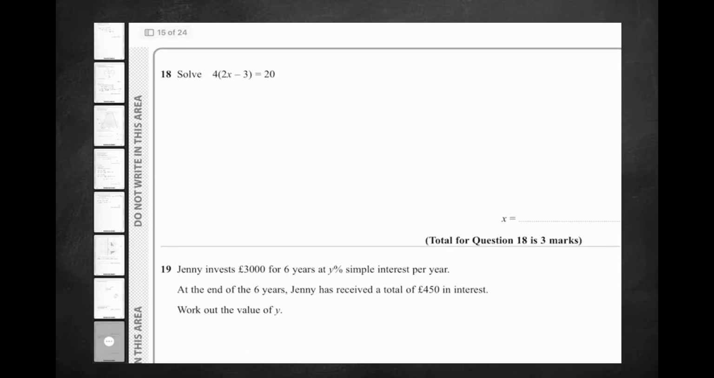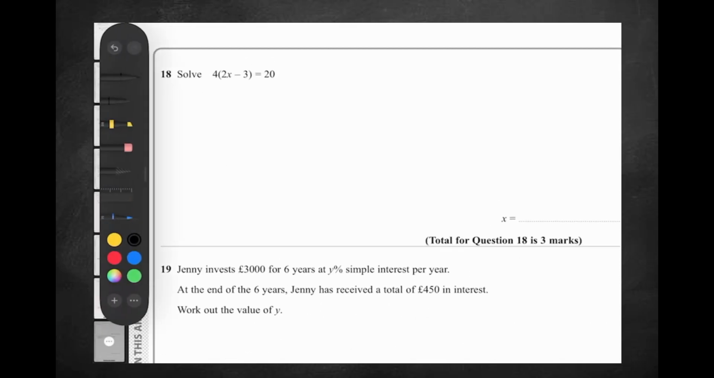Question 18. Solve 4(2x - 3) = 20. So that's going to be 8x - 12 = 20, just by multiplying the 2x and then the -3 by 4, which is going to be 8x = 32, just by adding the 12 to each side of the equation. Therefore, x is 32 over 8. Therefore, x is 4.